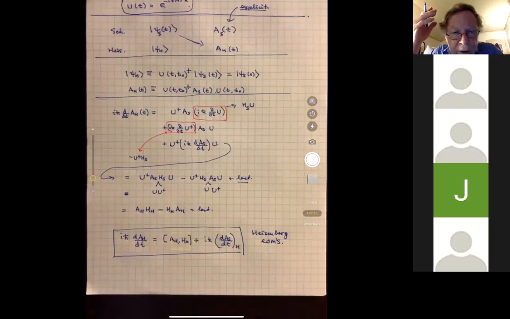I'll get back to that in a minute, but you have your choice about which of these two pictures you want to work in. There are pros and cons. One of the cons of working in the Heisenberg picture is that these are operator equations. And as you can imagine, dealing with differential equations of operators is harder than working with differential equations of wave functions. Operators live in a bigger space, is kind of the idea.